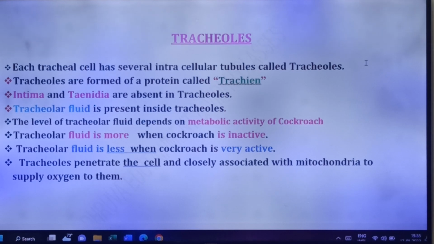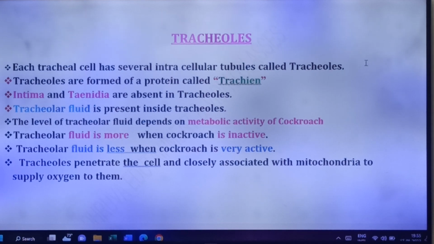Friends, once again, the level of the tracheolar fluid depends upon the metabolic activity of the cockroach. When the cockroach is inactive, tracheoles have more tracheolar fluid. When the cockroach is active, the tracheolar fluid is very less in the tracheoles.